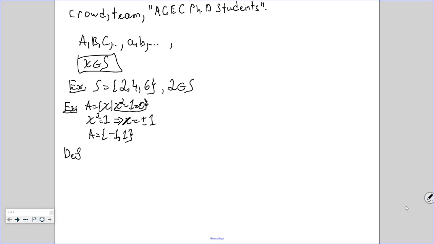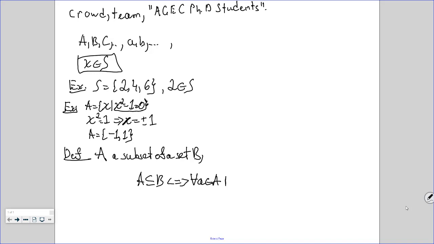We say that a set A is a subset of a set B if every element of A also belongs to B. In other words, we write that A is a subset of B if and only if for all elements that belong to A, they are in B. In other words, if we find some element that belongs to A but does not belong to B, then in that case A is not a subset of set B.